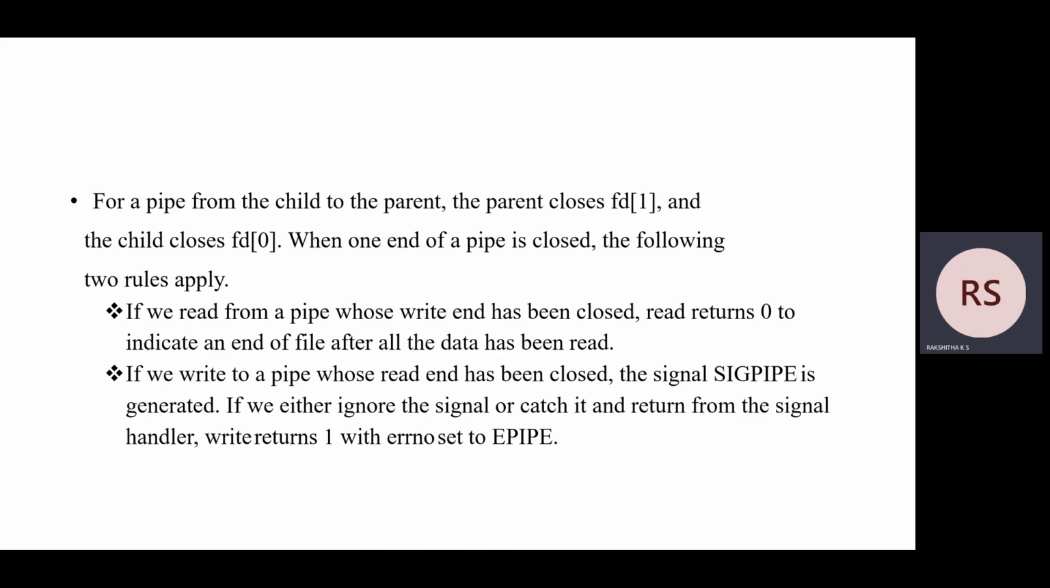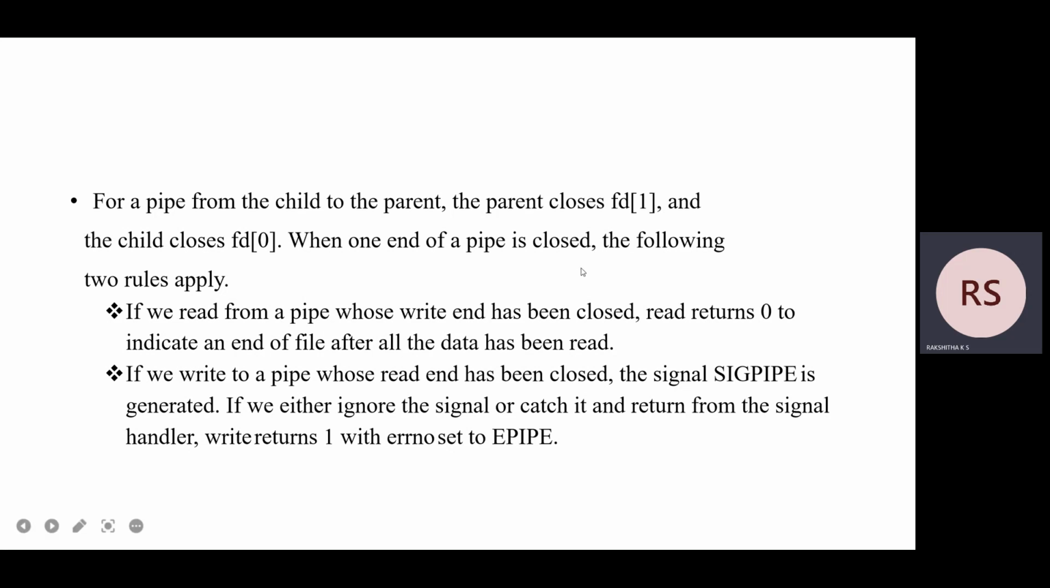For a pipe from the child to the parent, the parent closes file descriptor 1 and the child closes file descriptor 0. This is how the communication takes place between the parent and the child process.